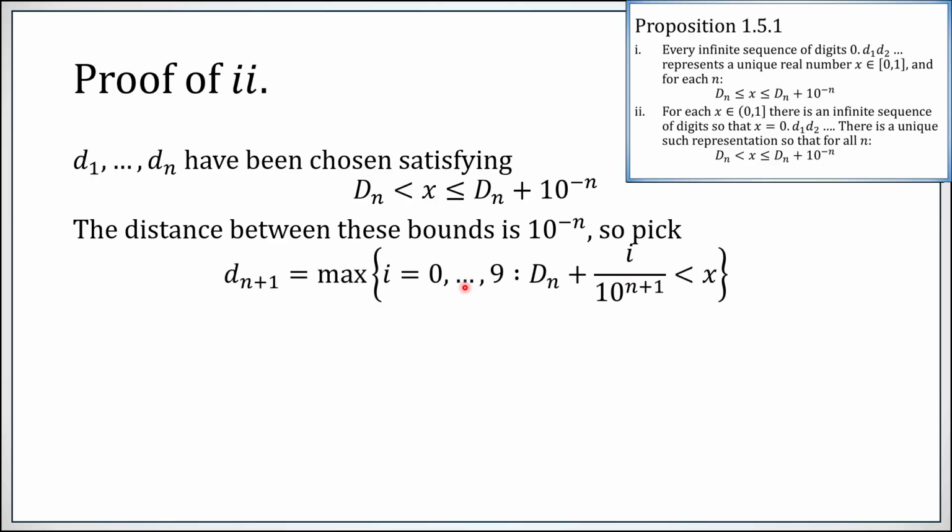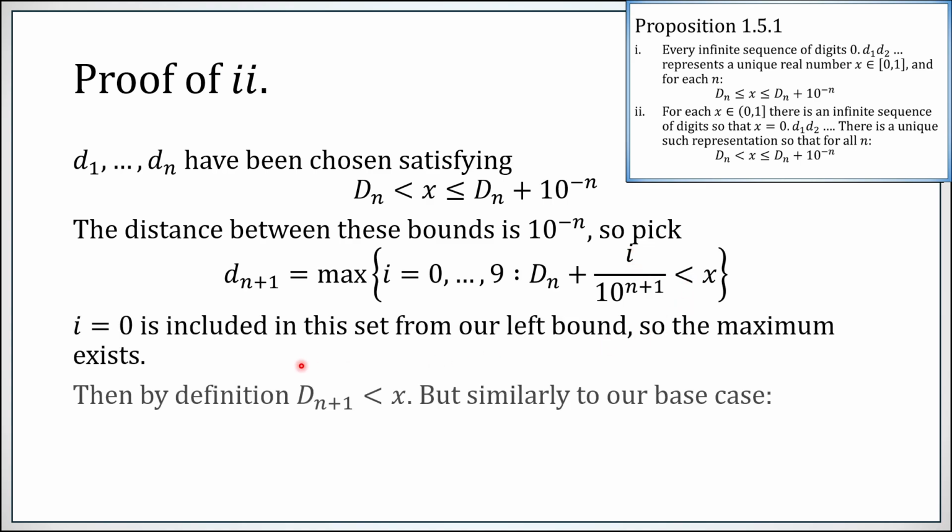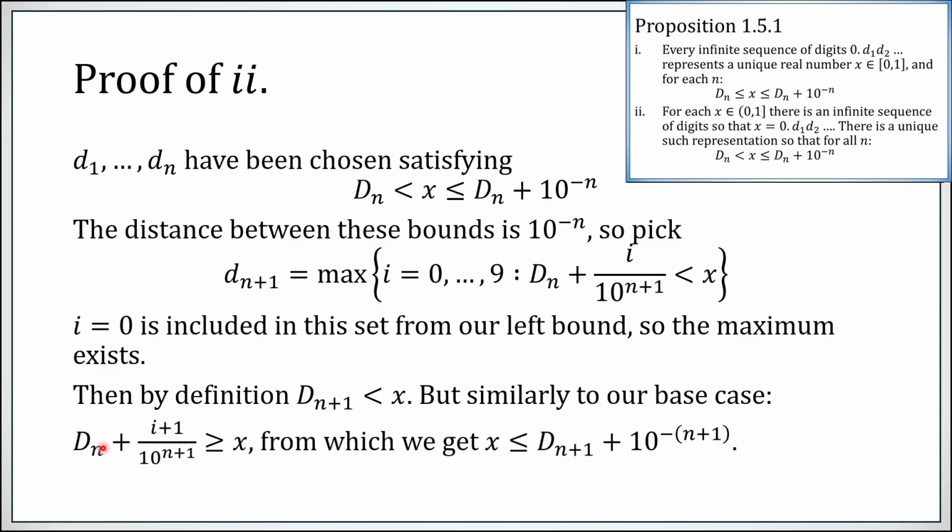So pick 0 over 10 to the n plus 1, 1 over 10 to the n plus 1, up to 9 over 10 to the n plus 1, and ask which ones of those are less than x. Note, 0 over 10 to the n plus 1 is definitely less than x, so this is not an empty set. So find the largest i you can put here and still be less than x. Pick that to be your next digit. So the maximum definitely exists. By the way we constructed it, the next truncation will definitely be less than x. Good, that's what we wanted. But if I was to add 1 to it, that would be bigger than or equal to x, which again, just as it did in our base case, will give us the right-hand side we wanted here for our next truncation.